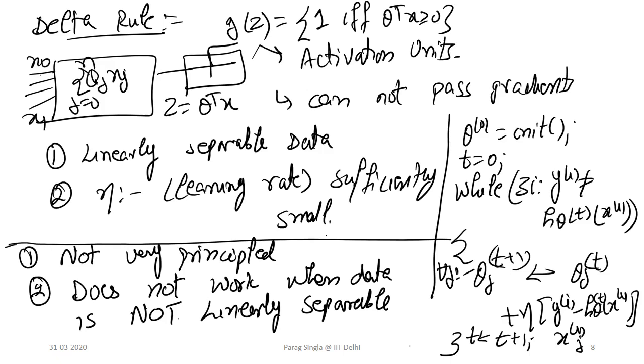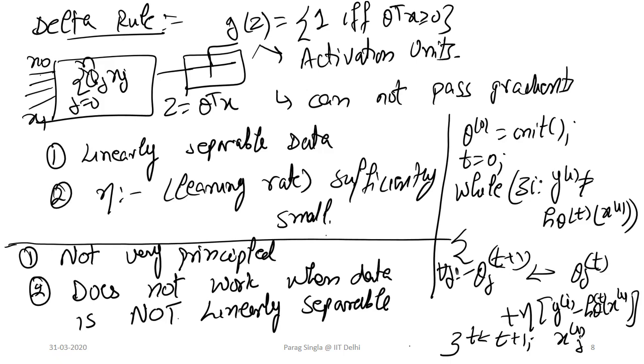But there are two problems. One is that it's not very principled. This sounds more like a heuristic. We would really like something more mathematically grounded. Ideally, we would like to have gradient descent. This seems similar, but it is still not really gradient descent, because there is no gradient as such, because of the step function being used as an activation function.